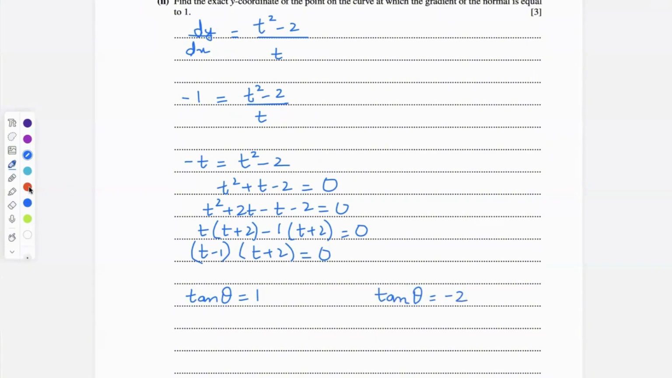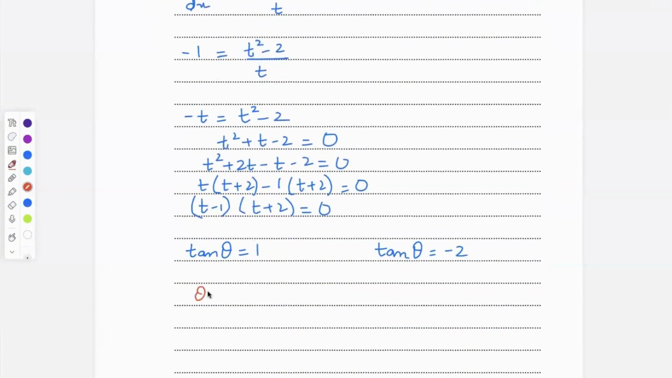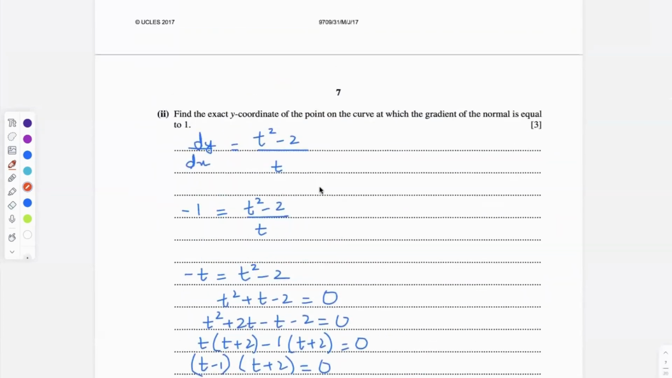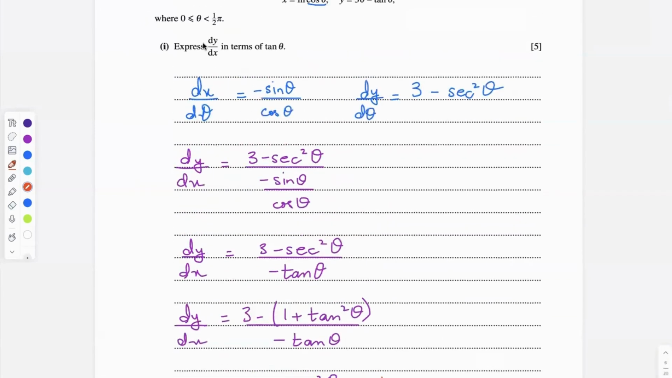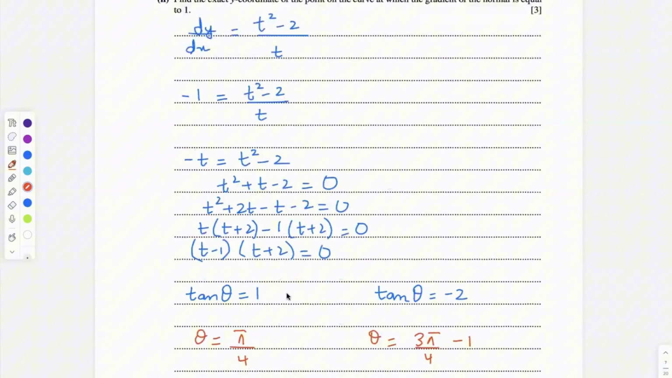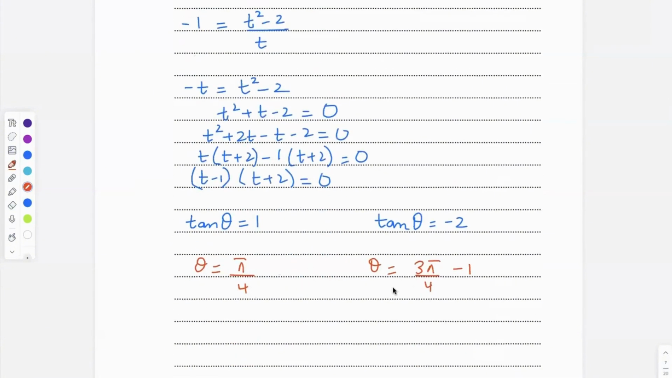Now substituting these values in the calculator, tan inverse of 1 gives theta equals pi upon 4. And taking tan inverse of minus 2, we'll get theta equals 3 pi upon 4 minus 1. Now, as the limits for the value of theta are from 0 to 1 upon 2 pi, we'll only have these two values of theta as a final answer.